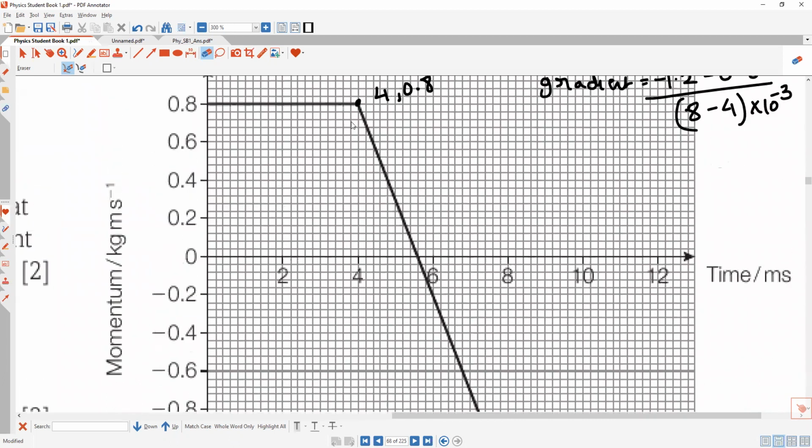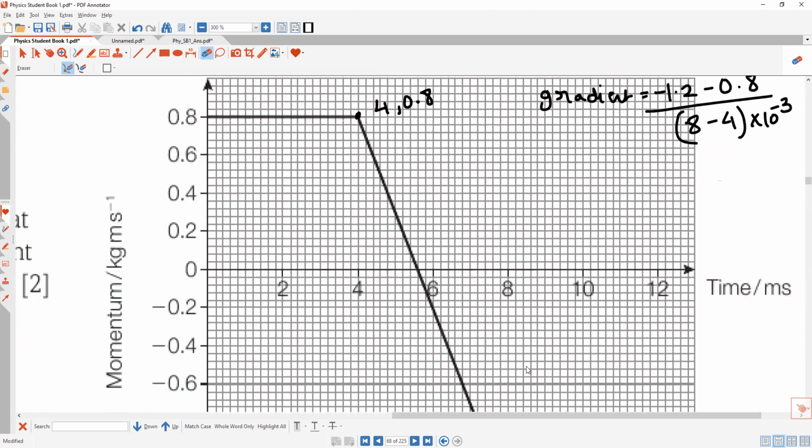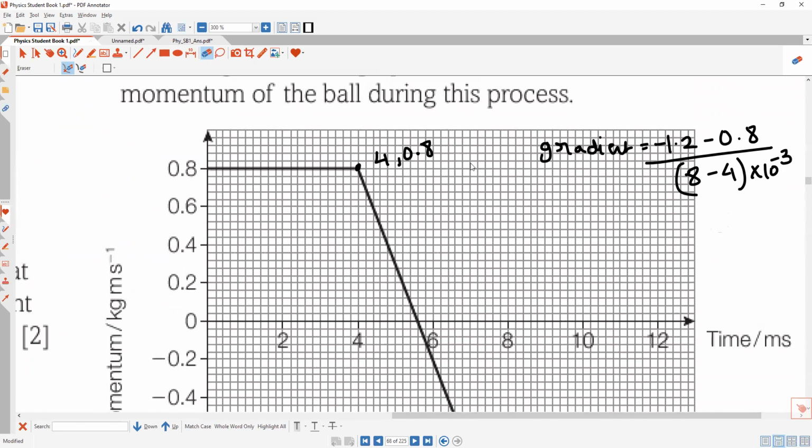After that, at 8, the momentum changes to minus 1.2, from 0.8 to minus 1.2. In between, how much time did they take? They took 4 milliseconds. And at what rate did it change? According to us, minus 500 kg meter per second every second, or if you want to write like them, with 10 to the power minus 3 it will be minus 0.5 kg meter per second per millisecond. Okay, sir?